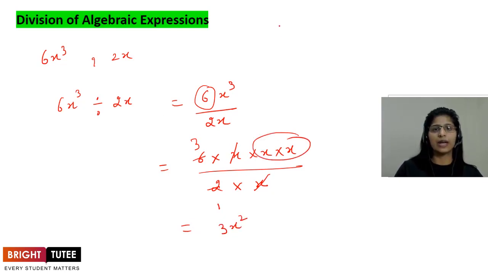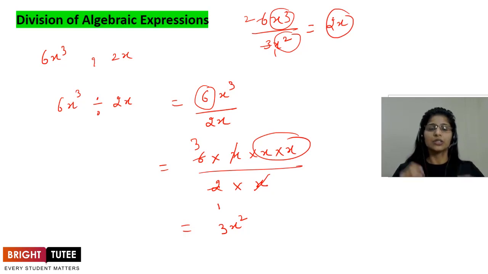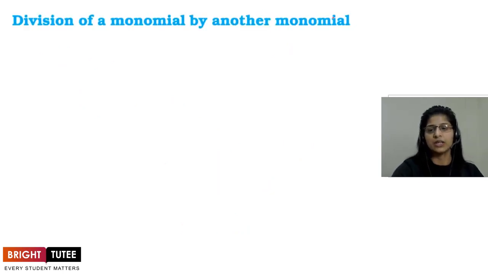Correct? Also I can divide 6x cube with 3x square. Right? 3 ones are 3, 3 twos are 6. Here 3 times x, here 2 times x. Only one x would be left. So we would be left with 2x. So this is how we divide it. Right? So cancel the constant numbers, I say the numerical values that we have, 6, 2, 5, whatever is given in the question, and solve the variables together. We can use laws of exponents also that we already have done in the previous chapters to solve these. Okay.